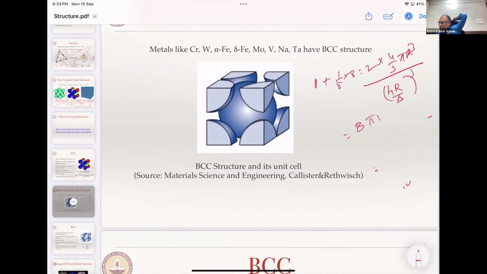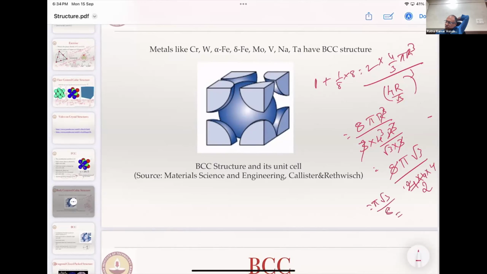Eight pi r cube by 3 into 4 cube r cube by root 3 cube. 3 gets cancelled. R cube gets cancelled. That is equal to 8 pi root 3 by 4 into 4 into 4. 16, that is 2. So pi root 3 by 8. What is that?